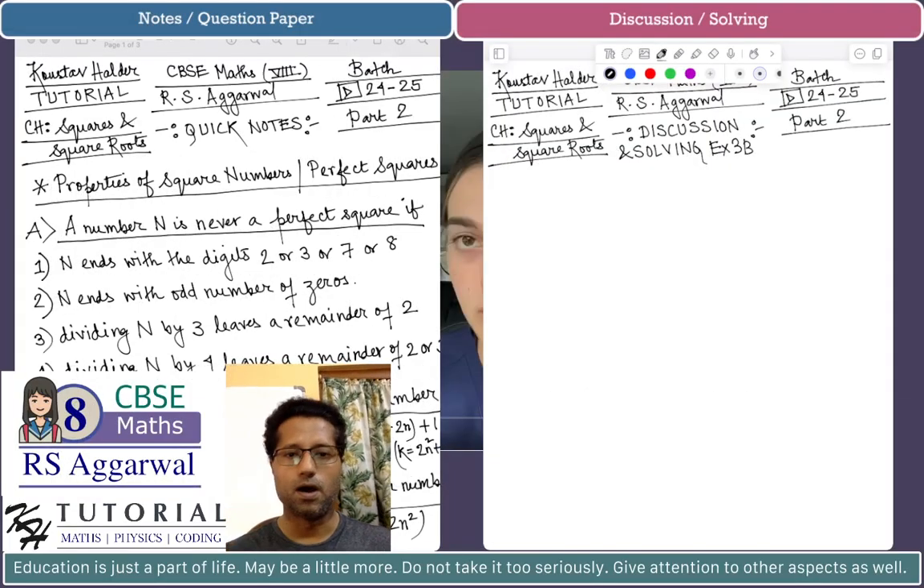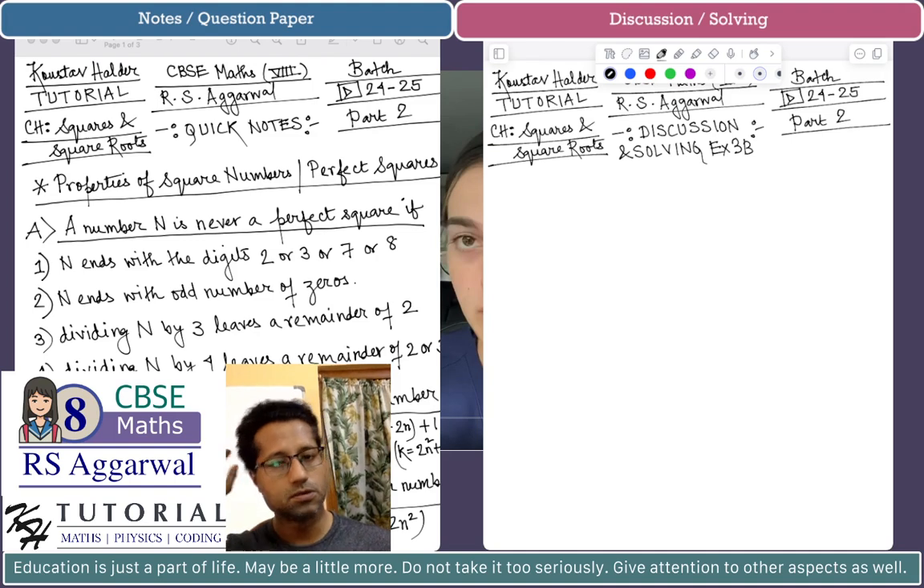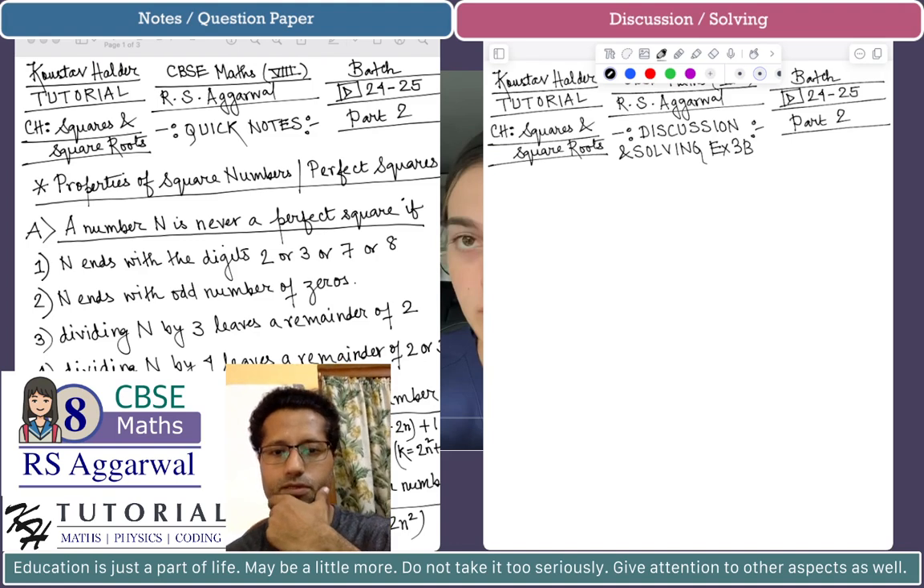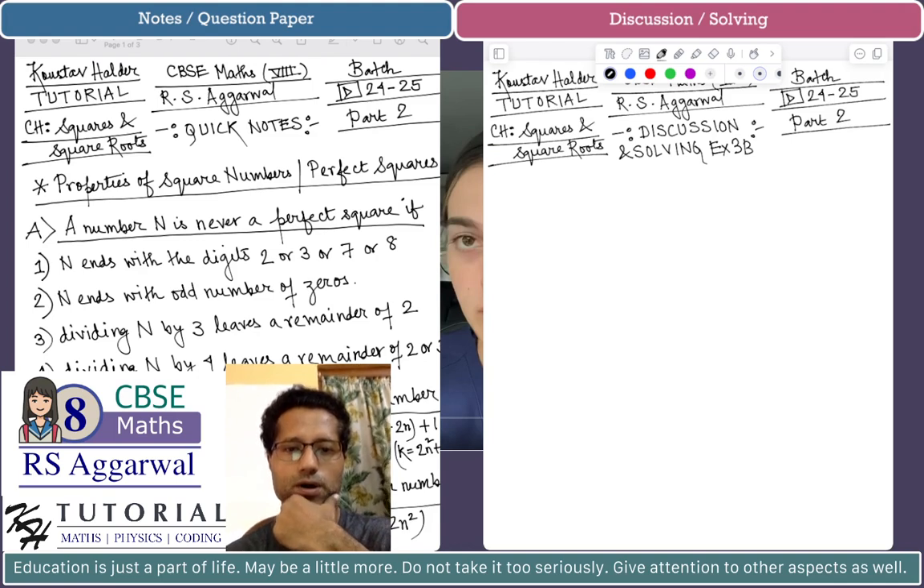Okay, so I have my quick notes prepared for the topic of this video, that is about the properties of square numbers or perfect squares. Perfect squares and square numbers are the same thing. On the right hand side I will also do all kinds of discussion, concept clarification, and then we'll solve some selected problems of exercise 3B.